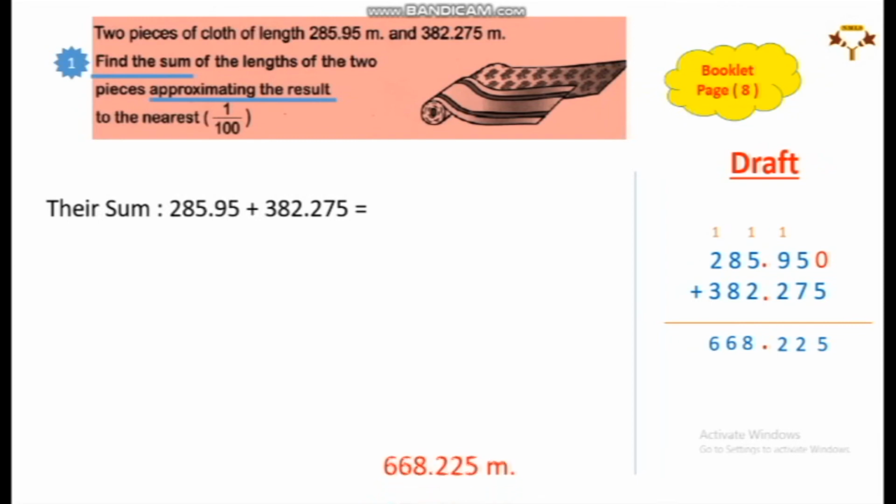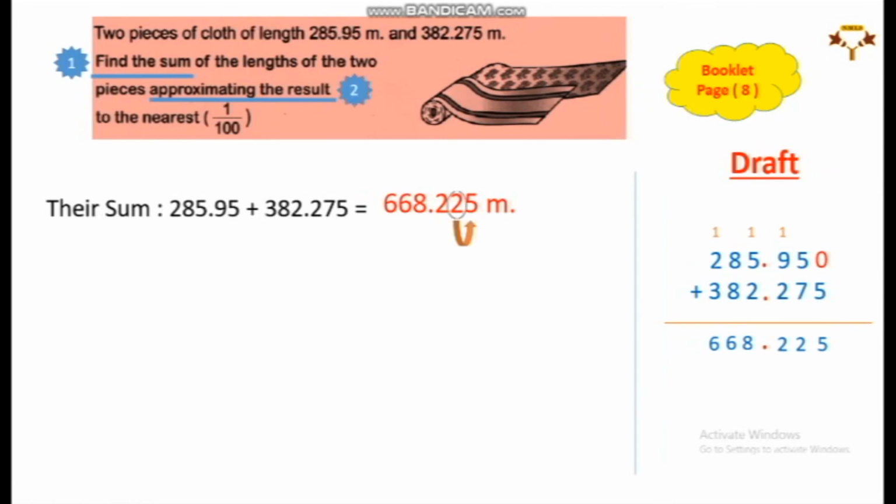So the answer will be 668.225 meters. And that is the first part of the question. The second part, you have to approximate it to the nearest hundreds. So let's circle the hundreds place together.